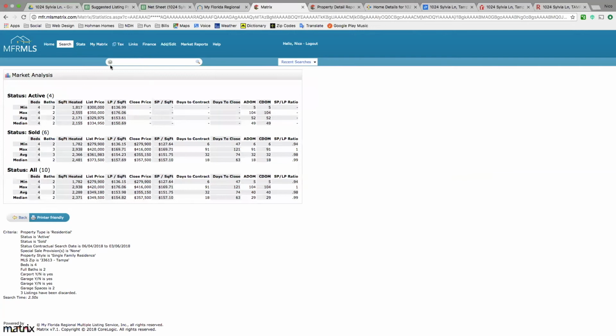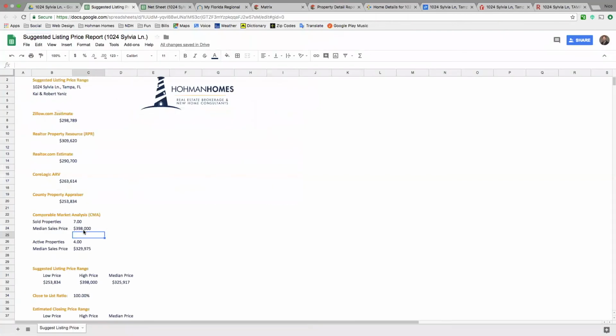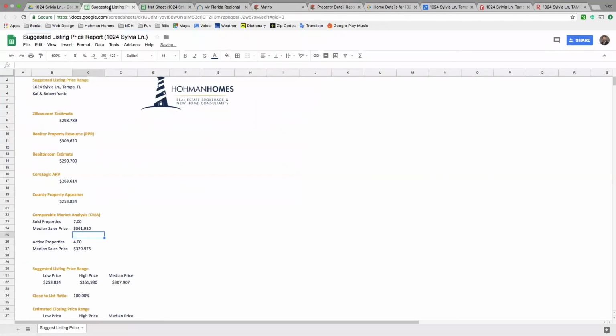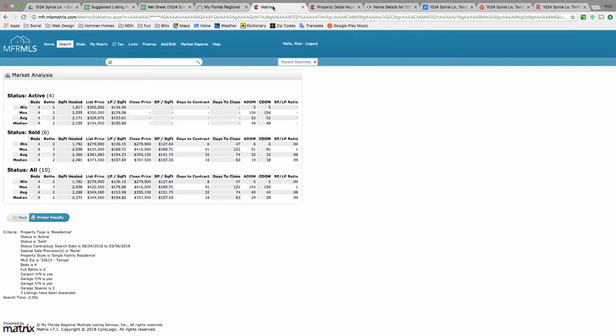So now we've dropped the price almost $40,000. So 361,983, and we have 6 of them. Perfect. So now what we've done, and take a look here as well. So of the sold properties, the average sale price to list price ratio is 98%.